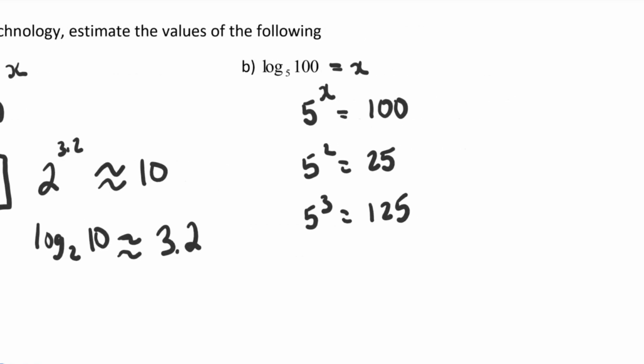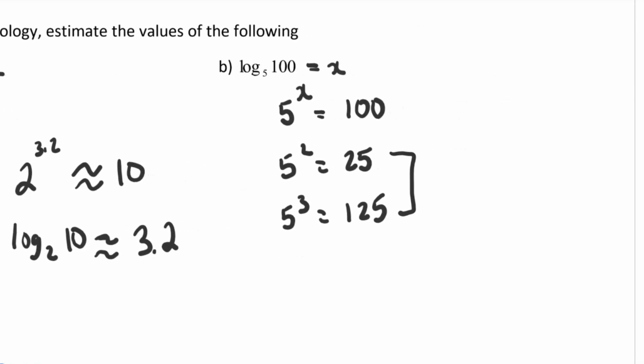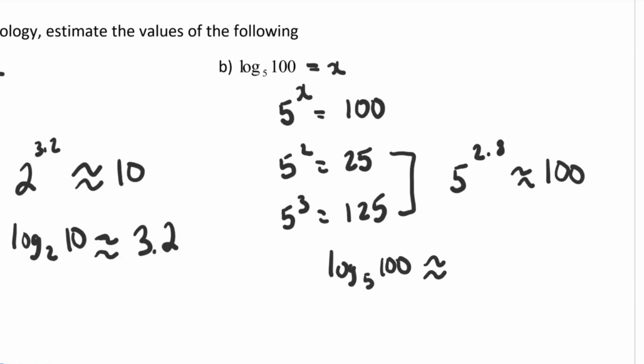All right, so in between those two values is going to be 5 to the power of something which gives you 100. Okay, so 100 is closer to 125 than it is to 25. So we can say that it's past 2.5. So let's say that, to one decimal place, 5 to the power of 2.8 is going to be approximately equal to 100, which means to answer our question, log base 5 with the argument of 100 is approximately equal to 2.8.